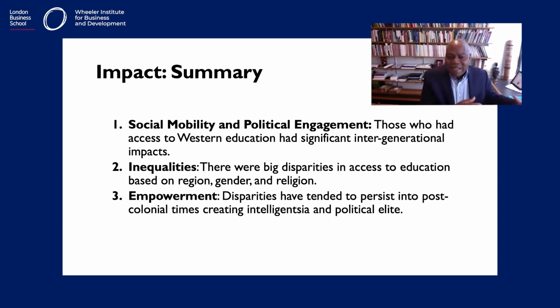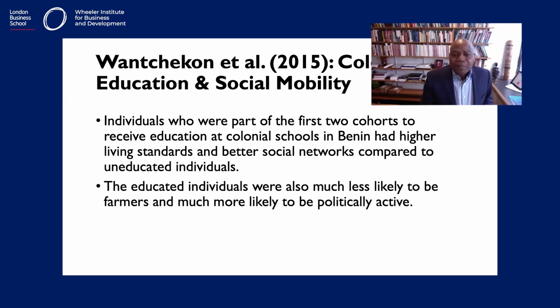So despite this limited investment, the impact was actually impressive. In a paper that I wrote, I show, for instance, that individuals who were educated, or who lived in a place with a school, had a much better living standard and better social network compared to those living in a place with no school. And those individuals who were educated were also less likely to be farmers. So it means that education creates a degree of economic structural transformation, occupational diversity. And at the same time, they were more politically active.